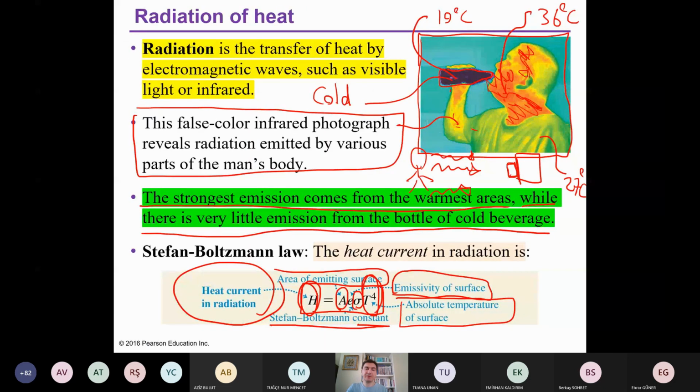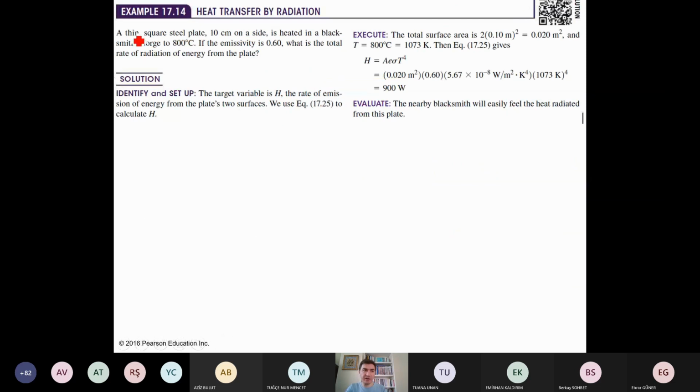So I have 2 examples and 1 more transparency. Then I will finish my lecture. Example 17.14, heat transfer by radiation. A thin square steel plate, 10 centimeters on a side, is heated in a blacksmith's forge to 800 degrees Celsius. If the emissivity is 0.6, what is the total rate of radiation of energy from the plate?